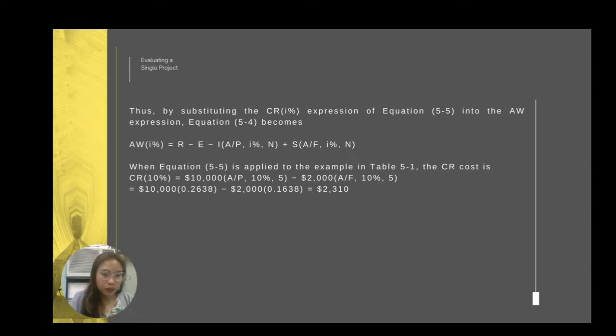So, AW I percent R minus E, then I, and the salvage computation. And then, you will also arrive, ang CR cost nimo is say 10%, so this one here, simplify, you will have 2,310. 2,310. That's the one nga naa sa ubos sa table, sa lower bottom part sa table.